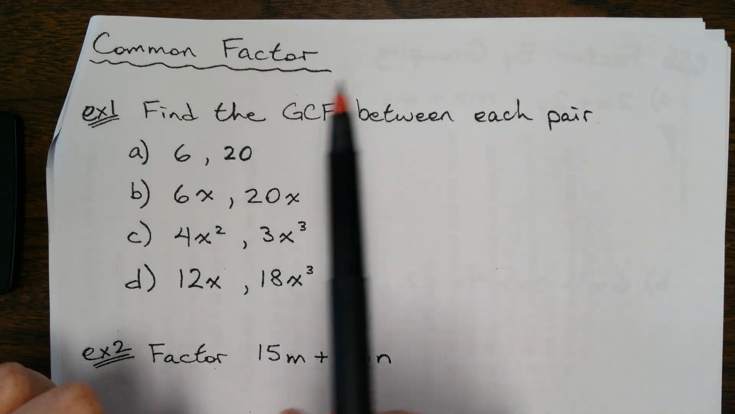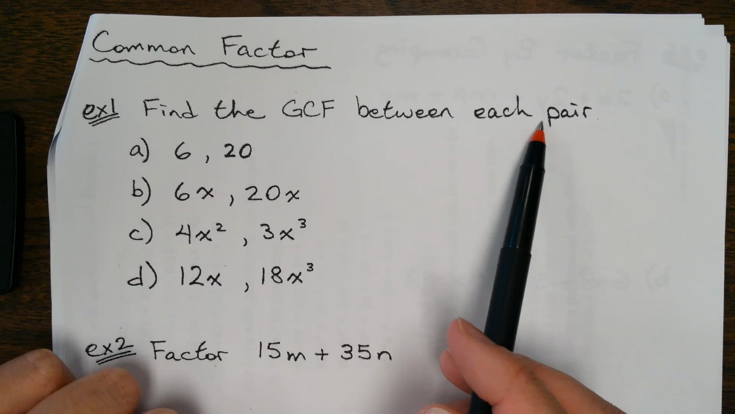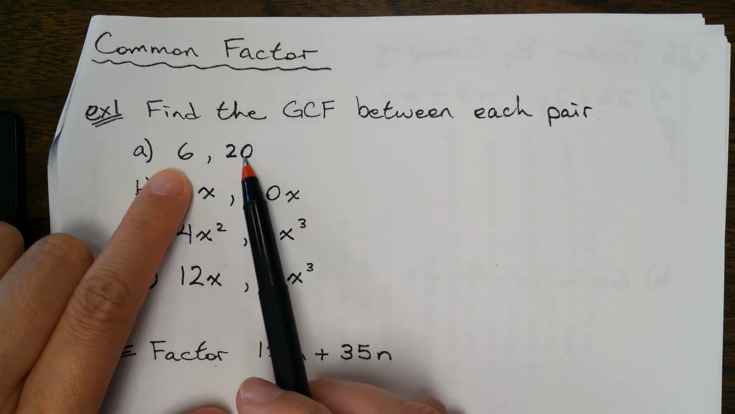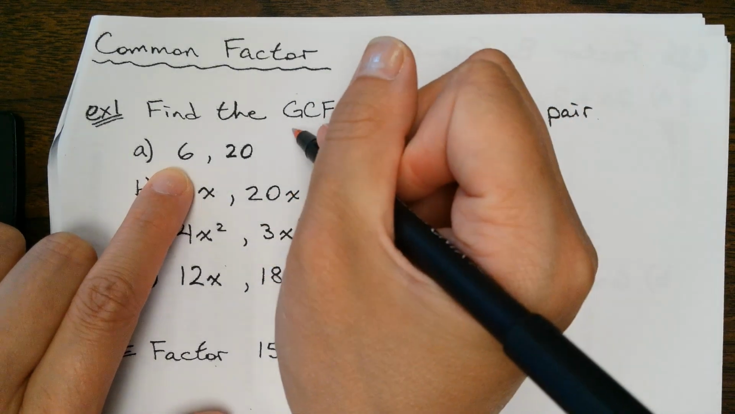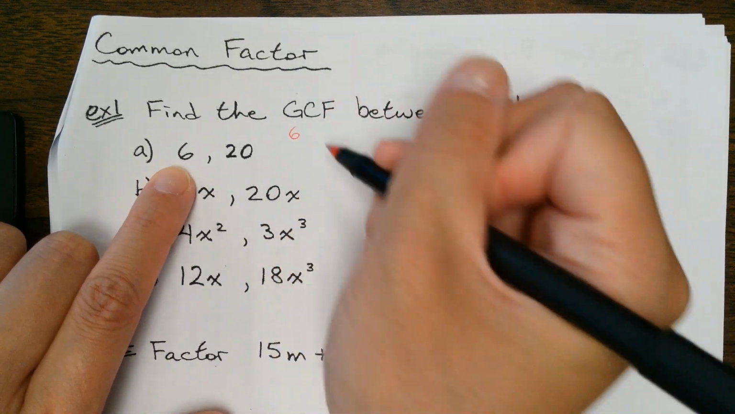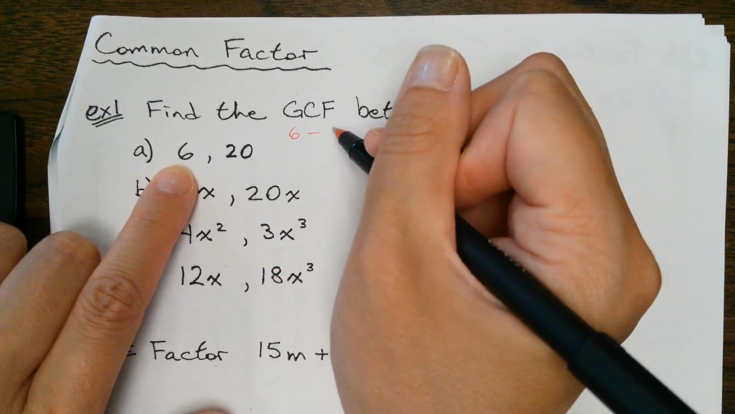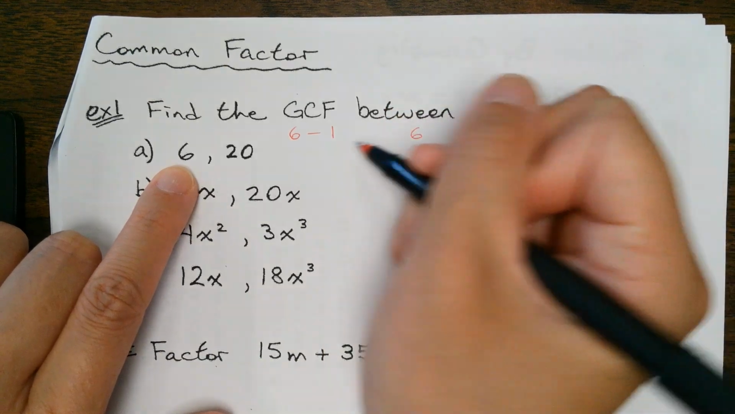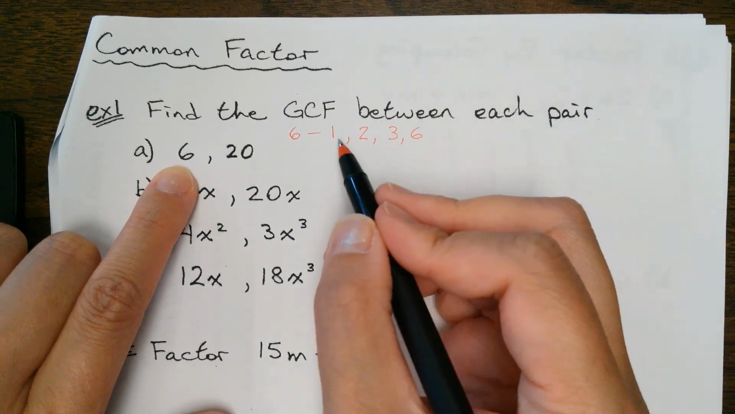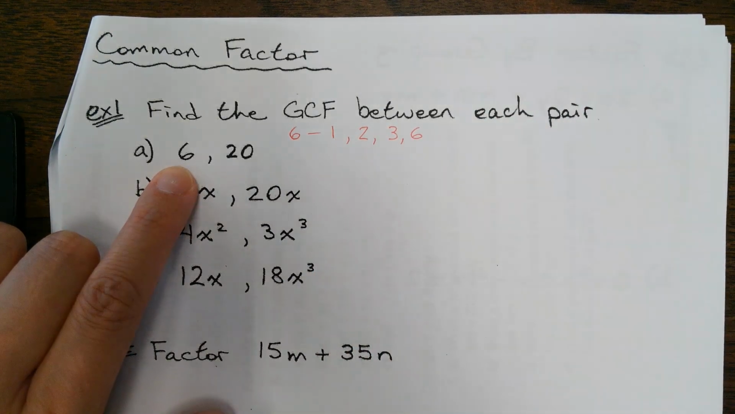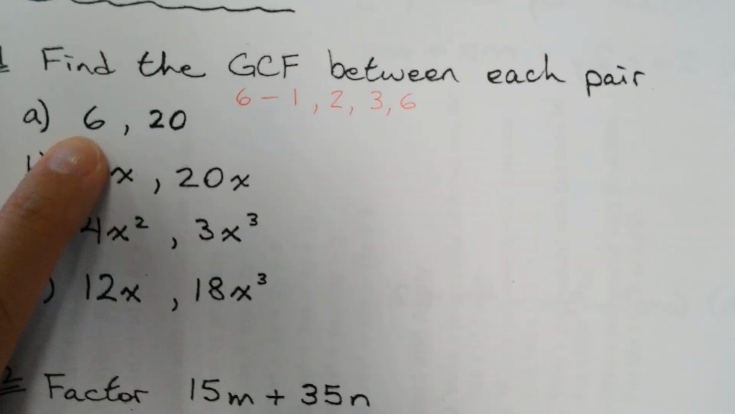Find the greatest common factor between each pair. So between 6 and 20. To find the greatest common factor, I will have to list out the factors of 6. Okay, so 1 times 6 gives you 6. 2 times 3 gives you 6. So those are the factors of 6.